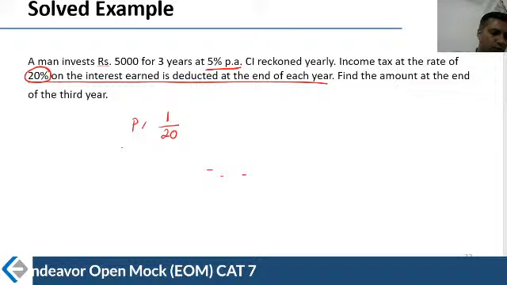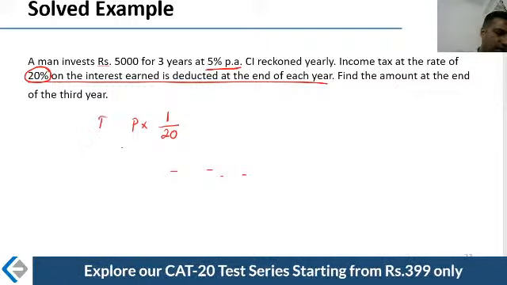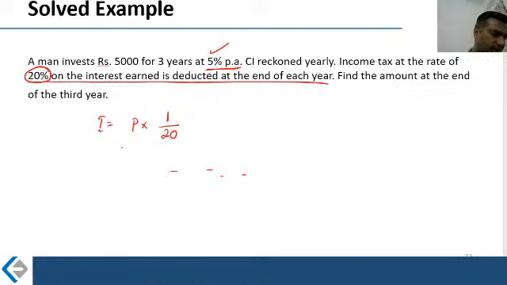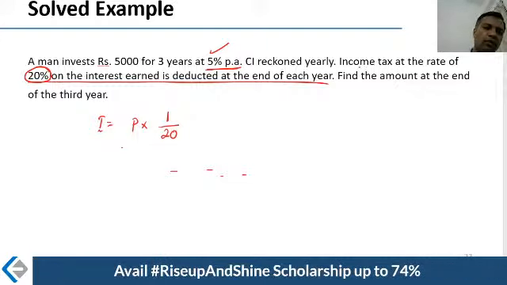There is a principal, of course. He's earning 1 by 20th of the principal as the interest component. Interest for the year is nothing but 1 by 20. What is 1 by 20? 5%, right? 1 by 20 is nothing but 5%. Now what is happening on this? On this, 20% is going as an interest.